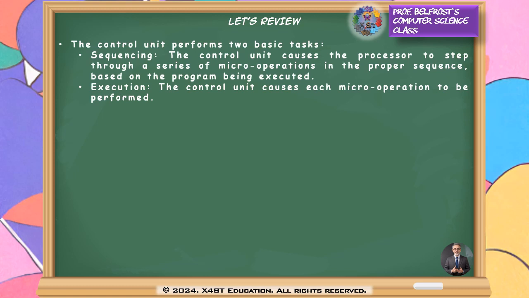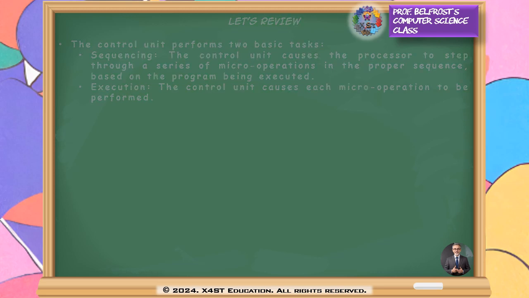And the control unit actually performs just two basic tasks. First is sequencing, that is, causing the processor to step through a series of micro operations in the proper sequence based on the program being executed. The second is execution, which means causing each micro operation to be performed.